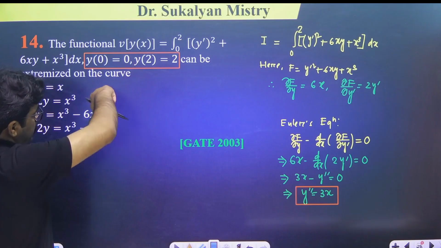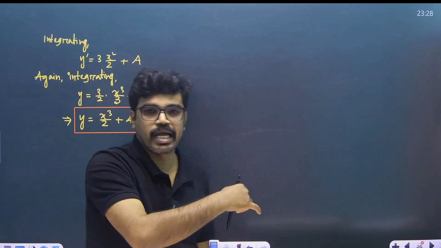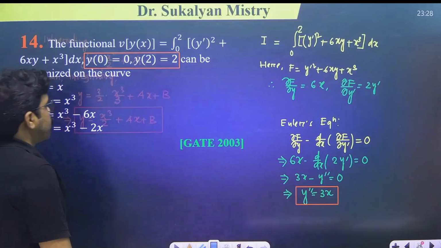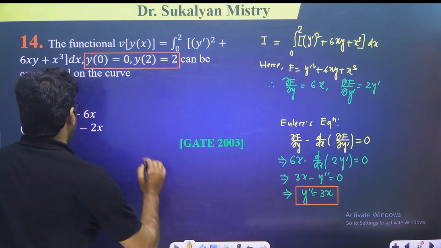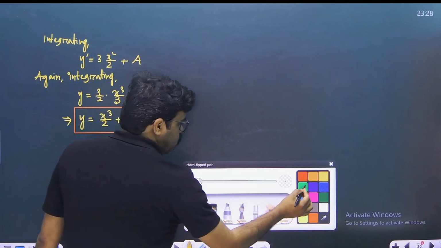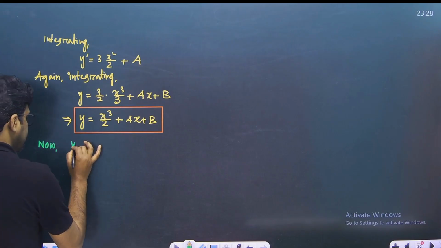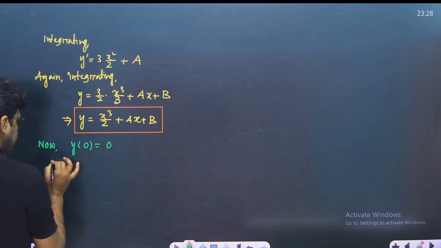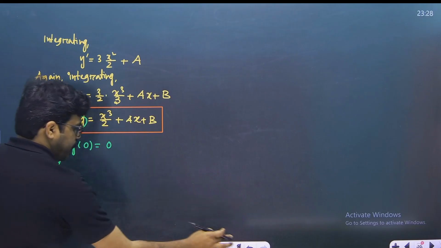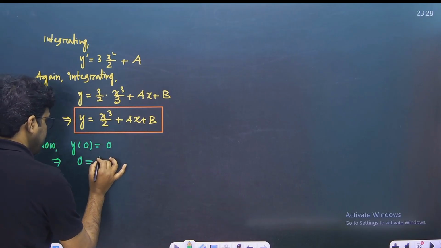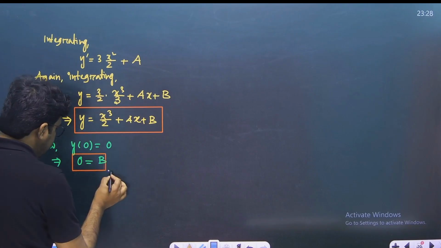With the help of boundary conditions, we can find the values of the arbitrary constants a and b. What are the boundary conditions? y(0) is equal to 0 and y(2) is equal to 2. Now y(0) is equal to 0 implies that when x is equal to 0, y is 0. So 0 is equal to 0 plus 0 plus b, which means b is equal to 0.